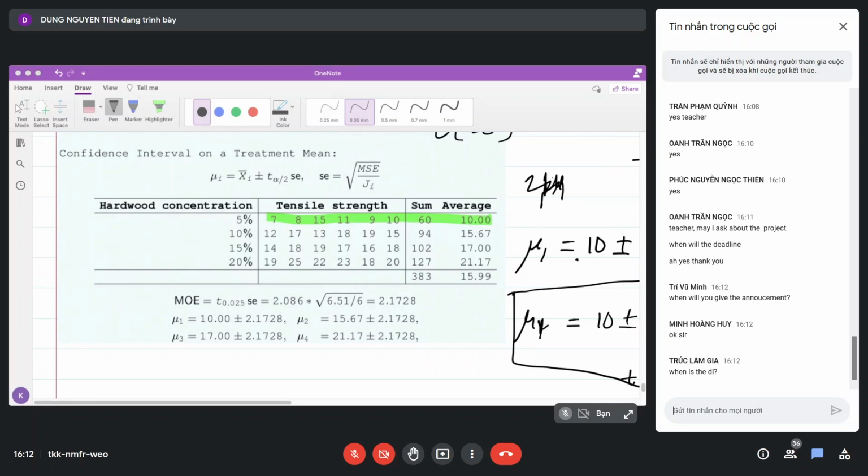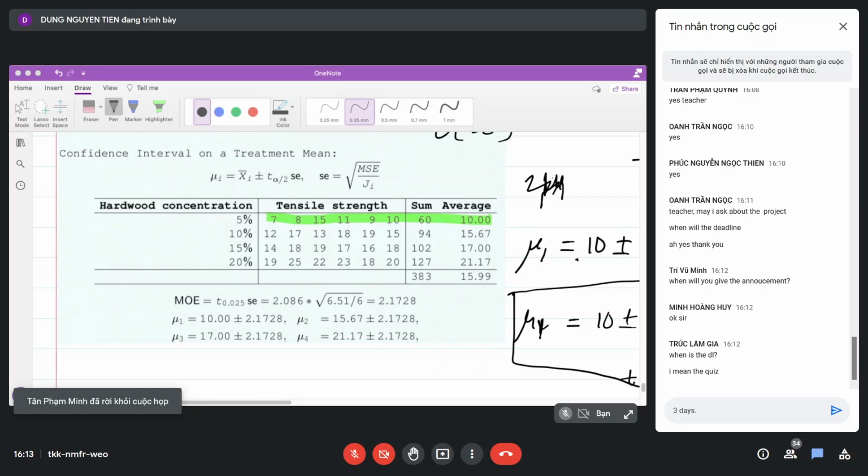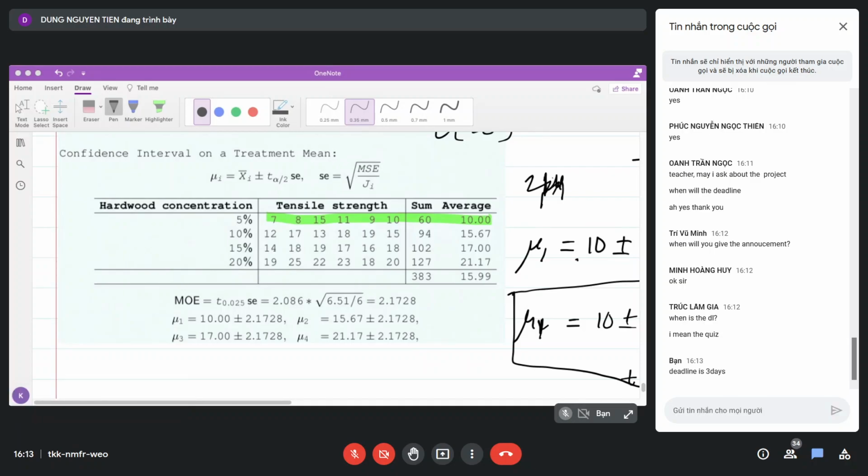I will mention the deadline at the beginning so that you can see it. It seems that you cannot see the information, so I will make it available for you, and then you can see it. And it should be 3 days.